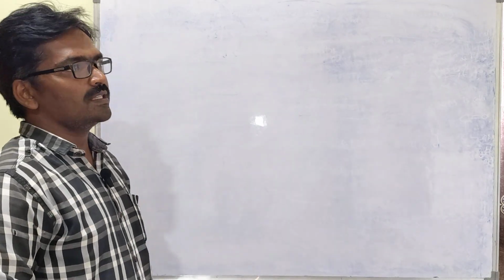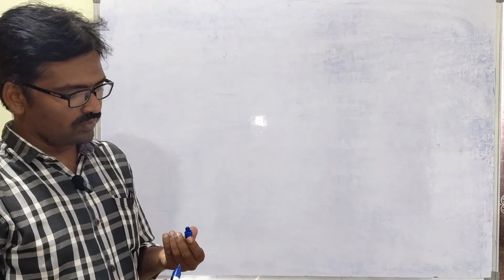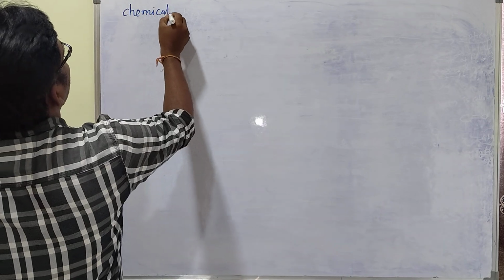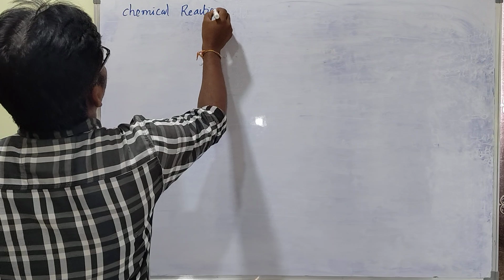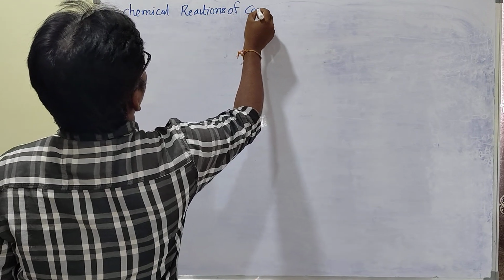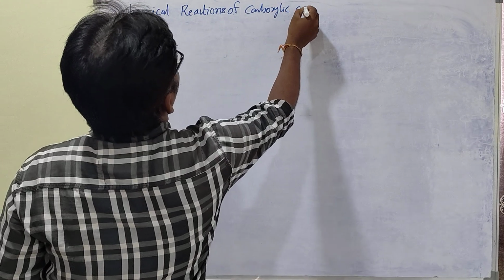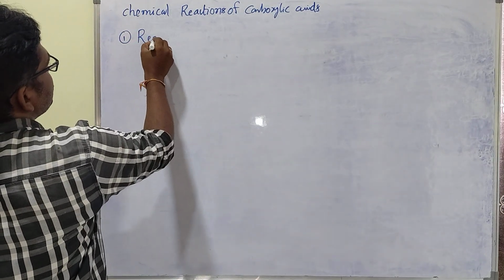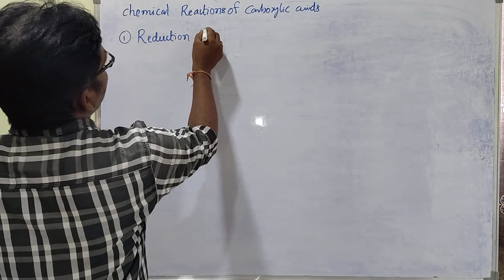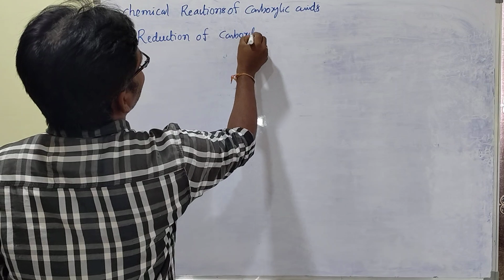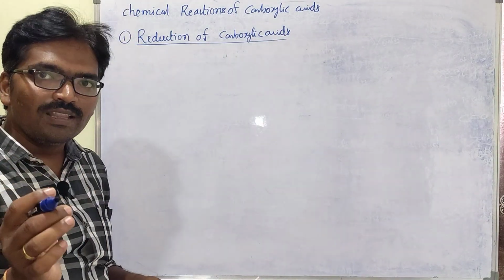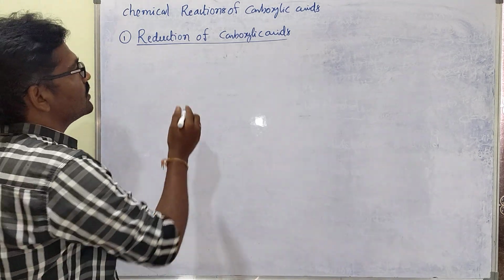Yes, my dear students, some of the important reactions for the carboxylic acids we have to discuss now. Chemical reactions of carboxylic acids. First one, reduction of carboxylic acids. What are the reagents we are using for the reduction of carboxylic acids?